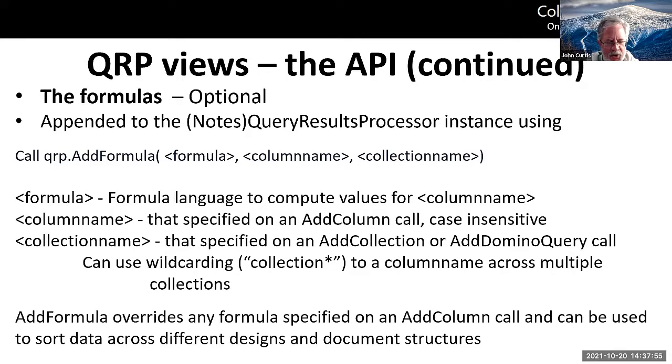It can be used to sort data across different designs, different document structures. You can make data look the same. So if you changed between versions of a database, you changed the way that a certain column, certain field has been formatted, you can massage it here and have it show up in the view as if it was the same. And that's just the beginning. There's so much you can do with this. I can't really describe it all. Hopefully, I can get to some of that when I do the tutorial.